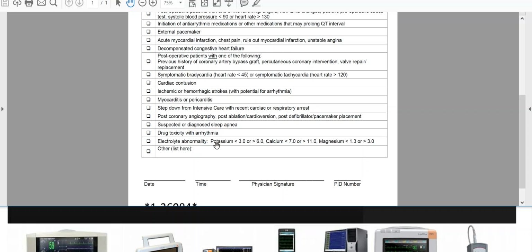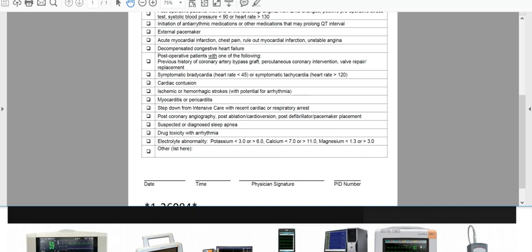People who have severe electrolyte disturbances, and these are the big three: potassium, calcium, and magnesium. Those electrolyte disturbances should be monitored through telemetry. And clients who are experiencing drug toxicity that is associated with arrhythmia, those are good candidates for telemetry.